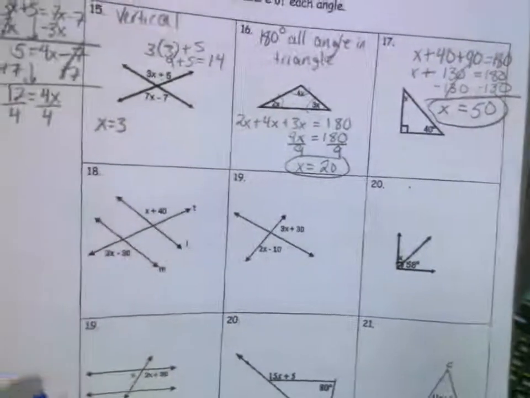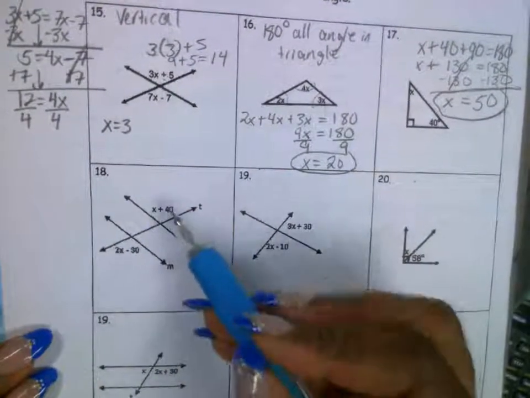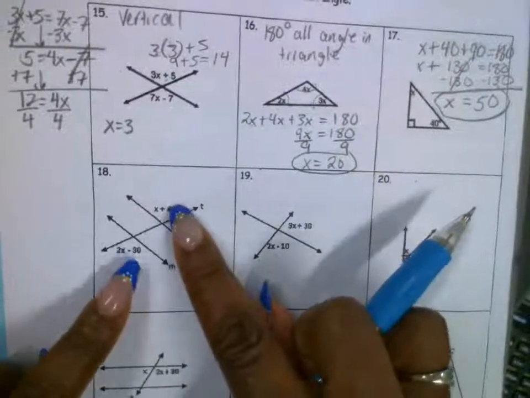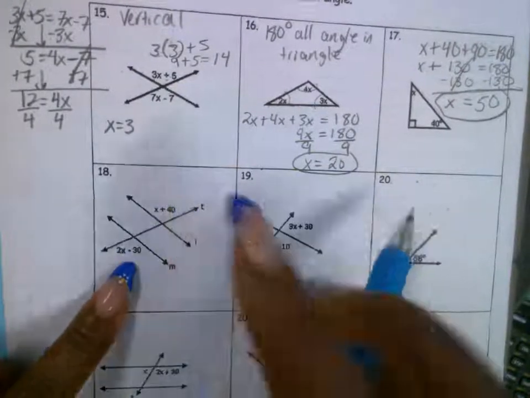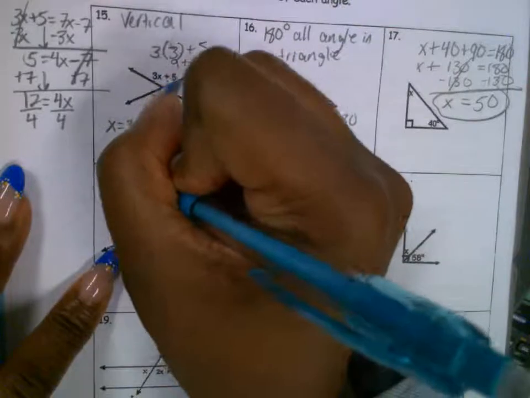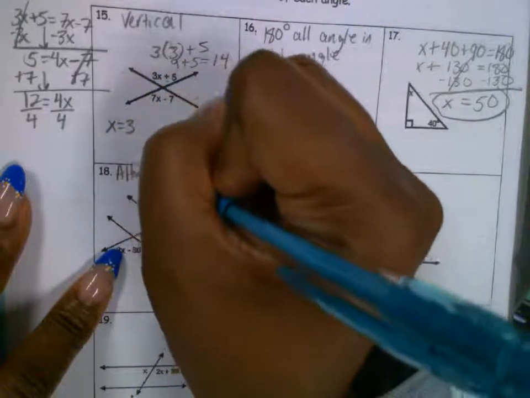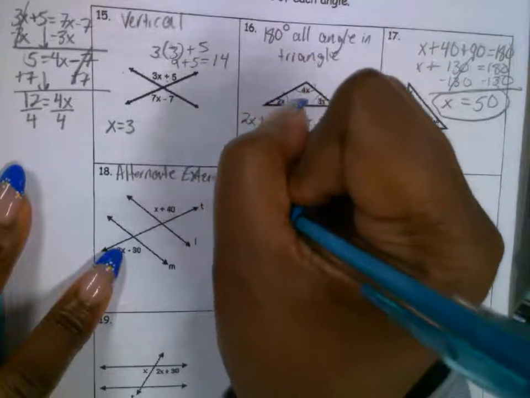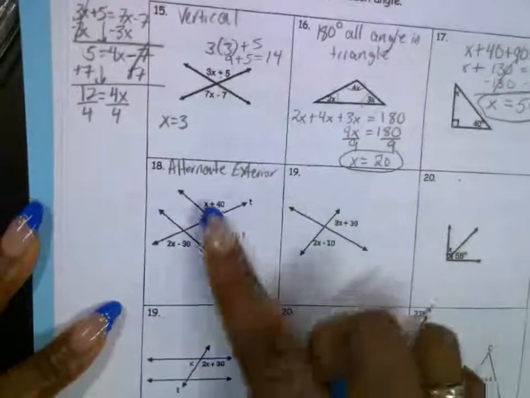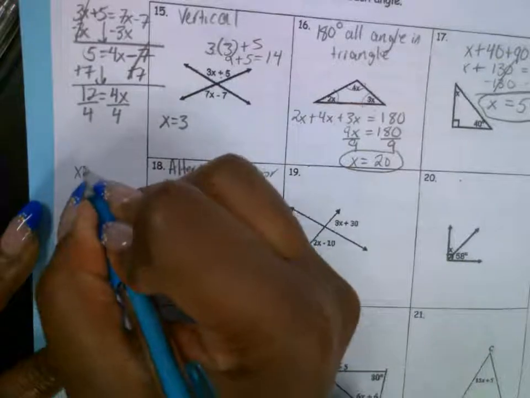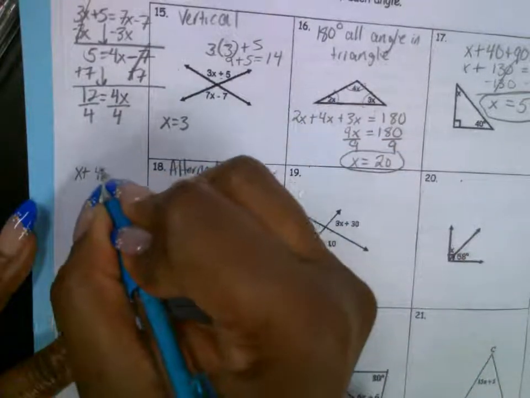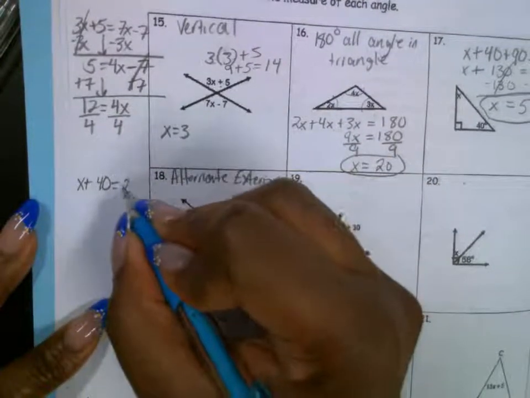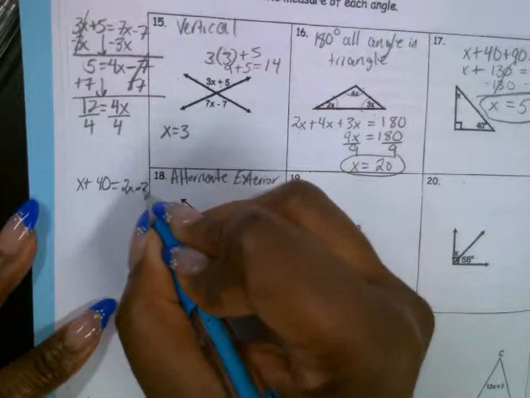Okay. Number 18. What's the relationship between these two angles here? Alternate exterior. Very good. Alternate exterior angles are equal to each other, are congruent. So we set these equal to each other. x plus 40 is equal to 2x minus 30.